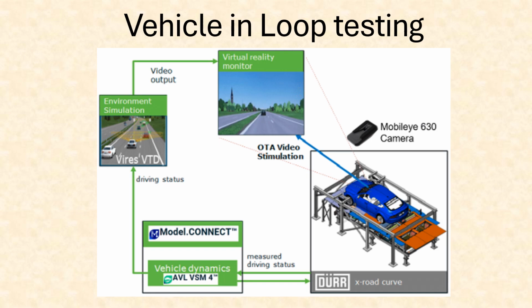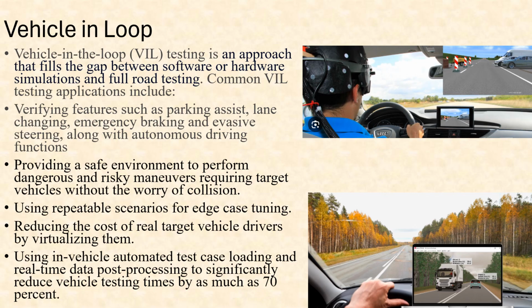Hello again, and now let's see this last, most important in-loop testing, which is vehicle in-loop testing. Let me elaborate what this vehicle in-loop testing means. Vehicle in-loop is an approach that fills the gap between software or hardware simulations and full road testing. Now, this is the most accurate testing, the nearest to full road testing.